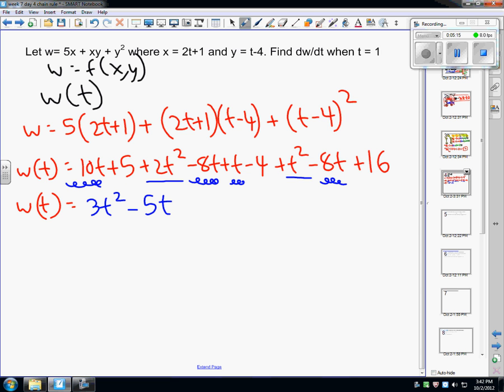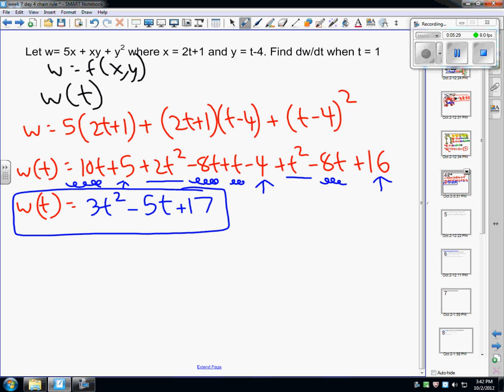And I finally have a plus 5, a minus 4, a plus 16. That would be 21 minus 4 is plus 17. Now notice, this is a pretty nice w in terms of t. And if I wanted to, I could take this derivative. This would be a full derivative, because realize, right now I have w, and his only connection is t.